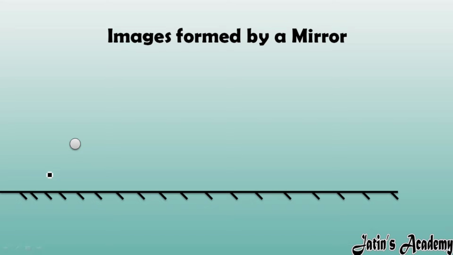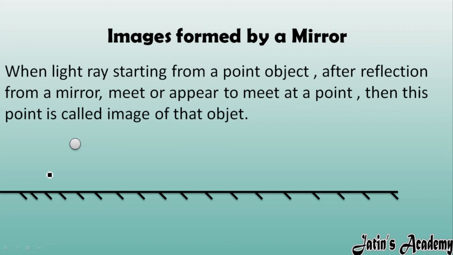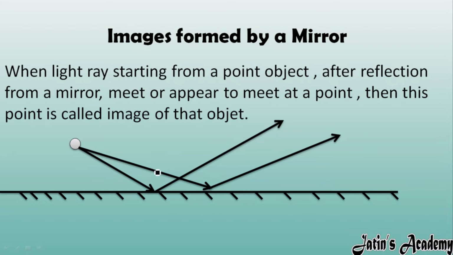Whenever an object is there, that object is going to send light radiations to the mirror. When the light rays start from a point object, after reflection from the mirror, they are going to reflect back. By making a normal on the reflecting surface, with equal angle of incidence and angle of reflection, they are going to reflect back and move like this, means they are going to diverge into different directions.